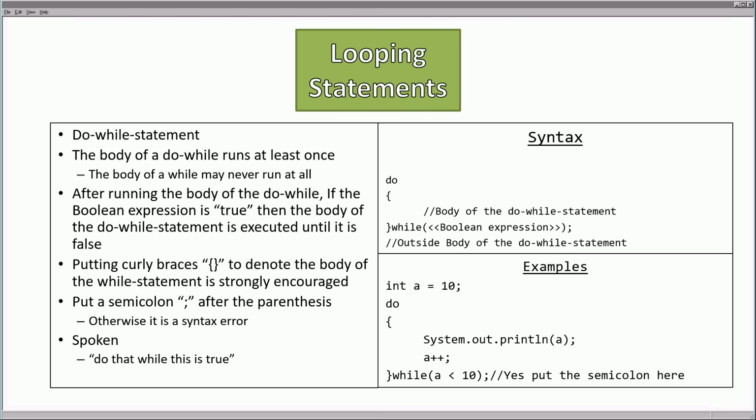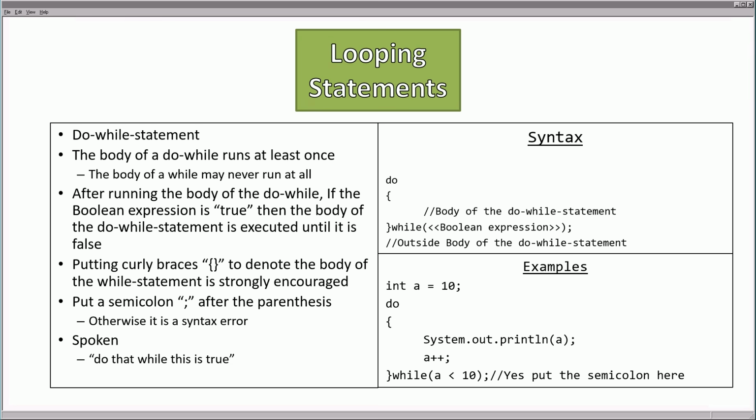There's an alternate version of a while loop called a do-while loop. Now, unlike a while loop, the body of a do-while runs at least once, and then may not run again. After running the body of the do-while loop, if the Boolean expression is true, then the body of the do-while loop is executed until it's false.